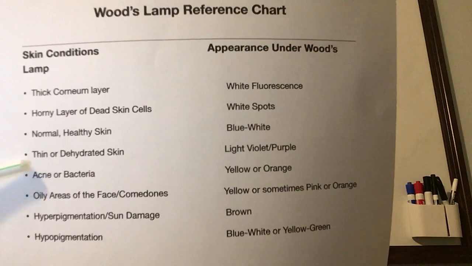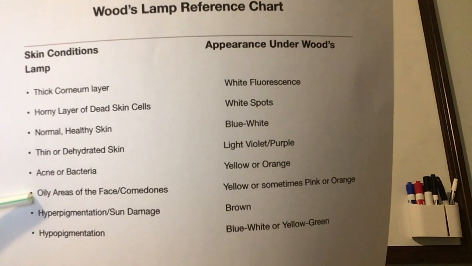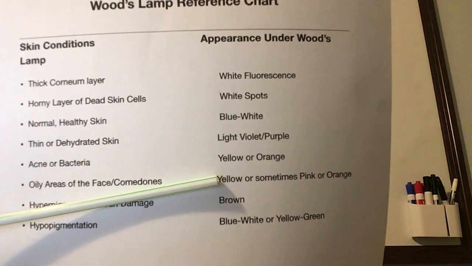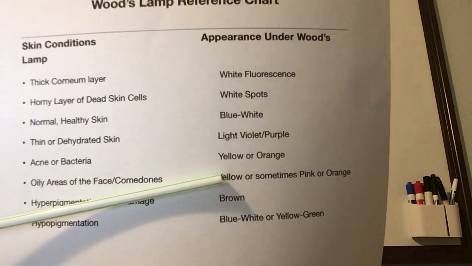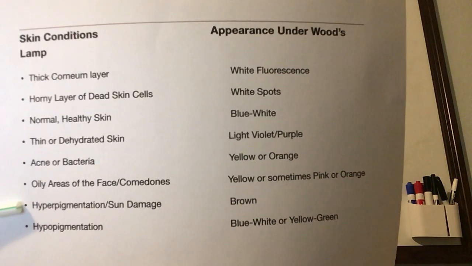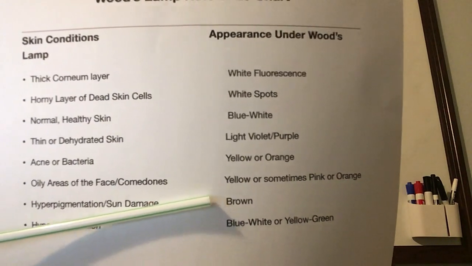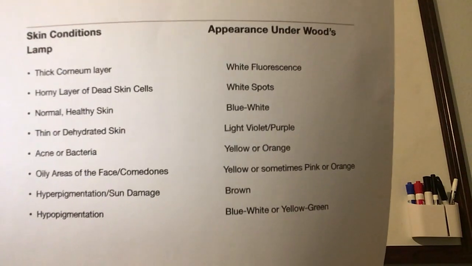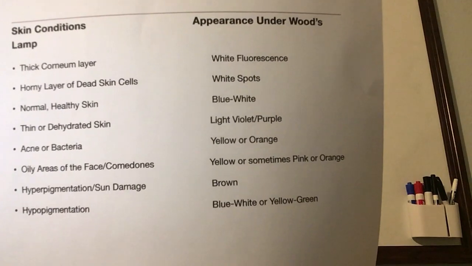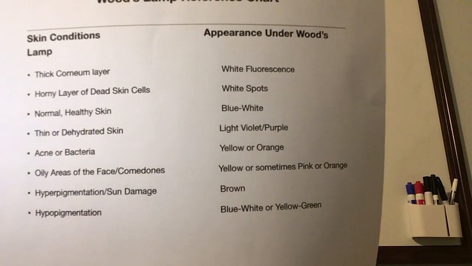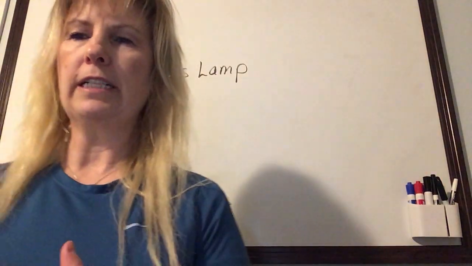What I've noticed is mostly orange. Oily areas of the face like comedones are yellow and sometimes pink or orange. Again, I always see more orange. Hyperpigmentation and sun damage is always brown. And hypopigmentation is blue-white to yellow-green. Personally, I've never seen yellow-green myself, but I have seen the blue-white. Those are the colors that you're going to see under both the Woods lamp and the skin scanner.